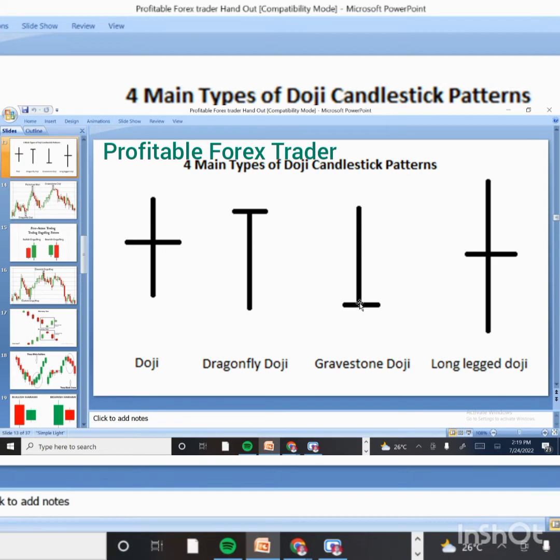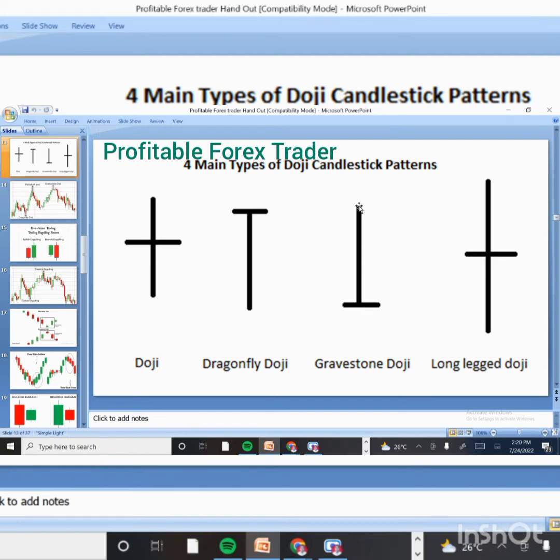But the buyers here were not strong enough. And because the buyers are not strong enough, what happened? The sellers came in and pushed the price down. And eventually the price closed at the same price where it opened. So the opening price and the closing price are the same.